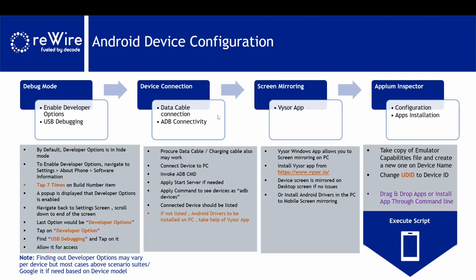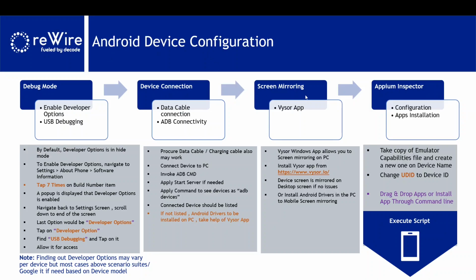Before connecting the device, we have to do this manually. The next is the device connection. You can use the data cable, and nowadays even a charge cable supports both charging and data. If that is not working, then you need to use a separate data cable.